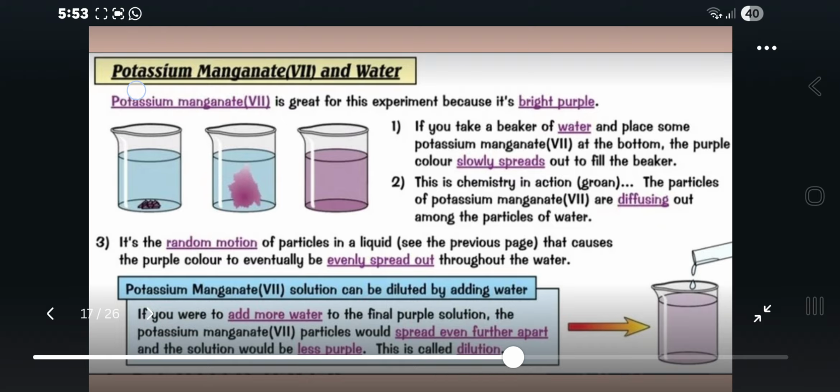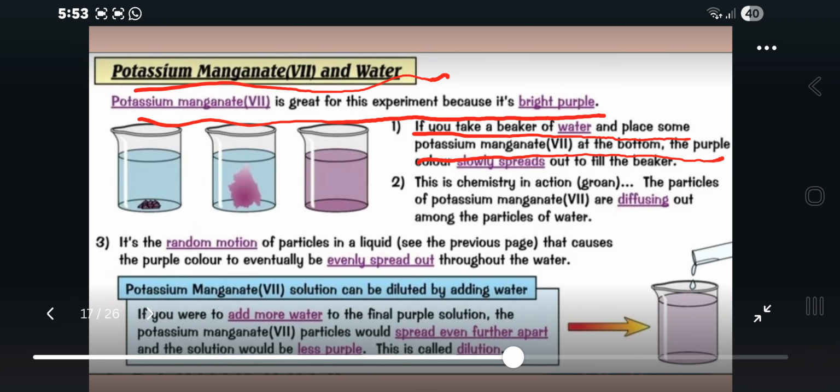Potassium permanganate and water. Potassium permanganate is great for the experiment because of its bright color. Because of what? Bright color. If you take a beaker of water and place some potassium permanganate at the bottom, the purple color slowly spreads out. What are they trying to say? If you take a beaker, you know what is a beaker? Yes, this is called a beaker.